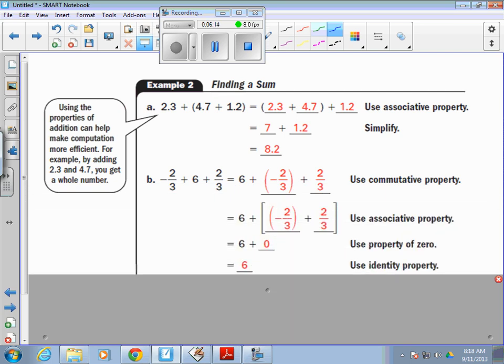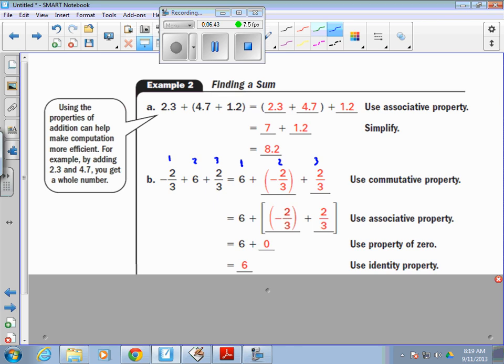The same thing with B. Negative 2/3 plus 6 plus 2/3 equals 6 plus negative 2/3 plus 2/3. Notice all that happened was that they commuted. Instead of negative 2/3 being first, 6 being second, and 2/3 being third, 6 became first, negative 2/3 became second, and 2/3 became third.